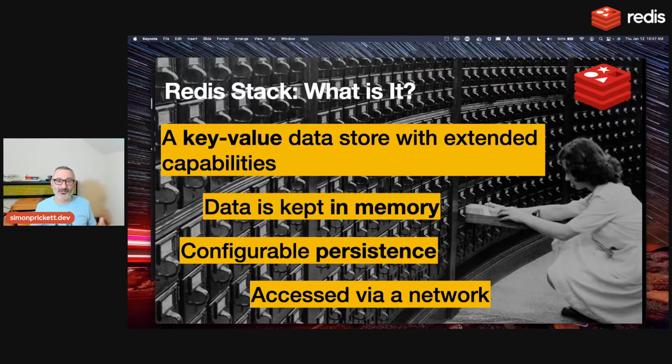It's accessed via a network, so it's a server process. So you can run it on a little device like a Raspberry Pi 3 or 4. You can run it in the cloud, and that's how we're going to get started with it. Or you can run it locally on your machine. And there's different ways of getting hold of it. We'll look at the cloud.